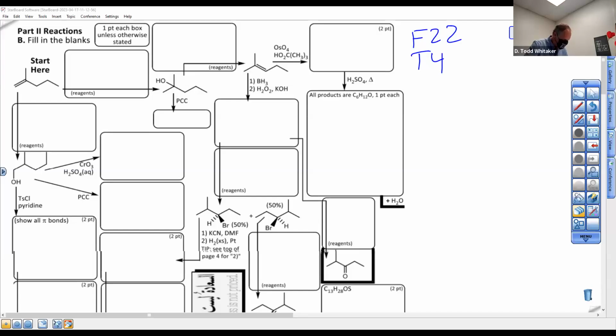Road-weary travelers, it's time to find our way home on our road map. This is a legit road map. Starting in one place, going everywhere. Start here with this alcohol. Okay. How do I make that alcohol into this?